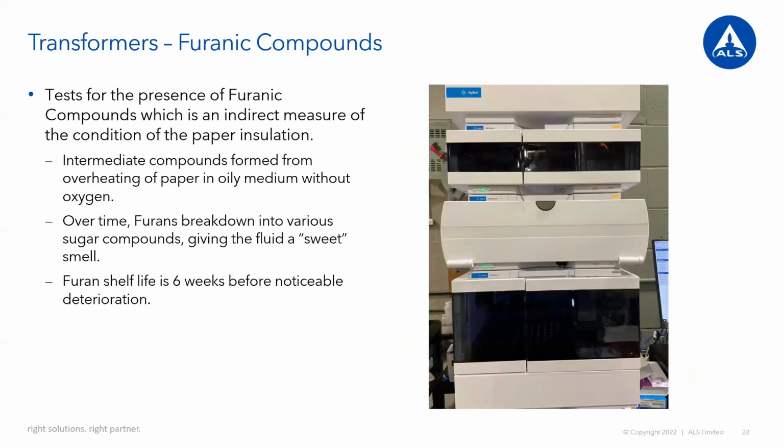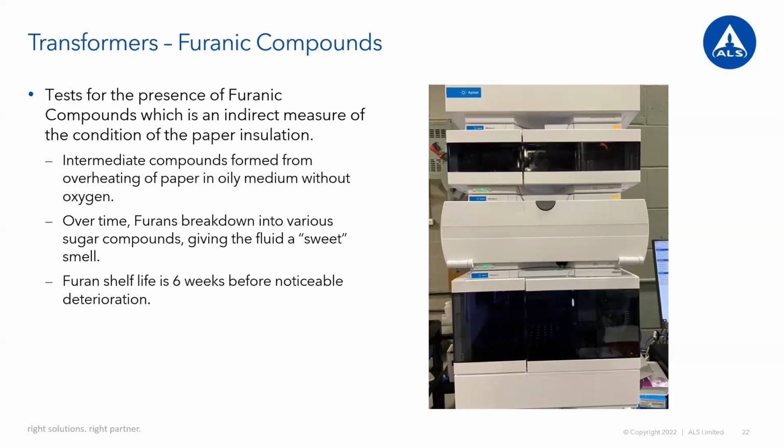Furanic compounds. This tests for the presence of furanic compounds, which is an indirect measure of the condition of the paper insulation. These are intermediate products from the breakdown of paper. So how that works is, as it's heated within an oily medium without oxygen, these furan compounds will be formed and slowly degrade into sugar. So basically a sweet sugary compound. So if you smell sweet on the sample, it's probably not doing so well.